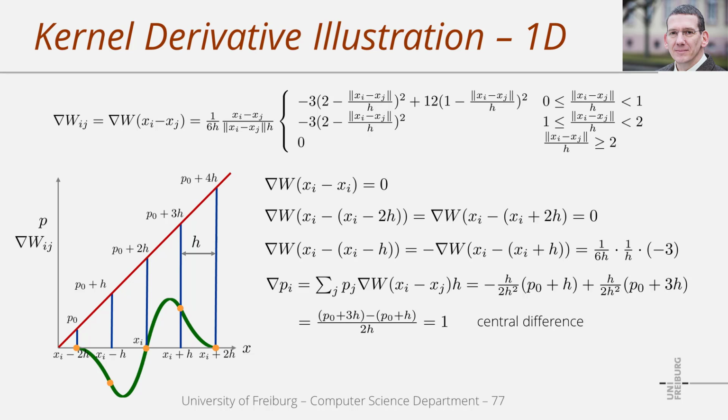We see that we get the expected result, and we also see that the final term actually corresponds to a central difference in this special case. The same is actually also true in 2D or 3D. If you have a perfect and regular grid-aligned sampling, and if the kernel support is equal to 2h, then the SPH approximation of a gradient is equal to a central difference approximation.